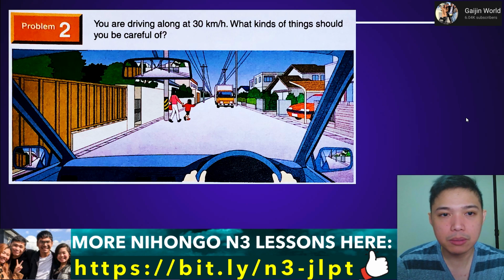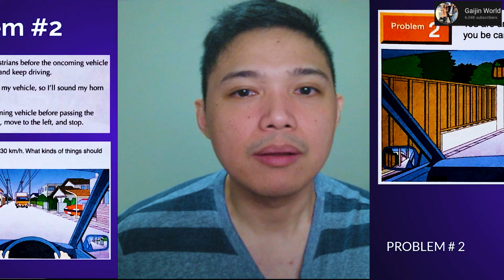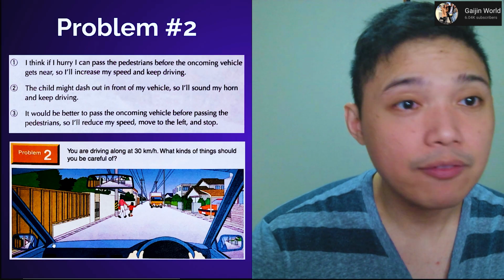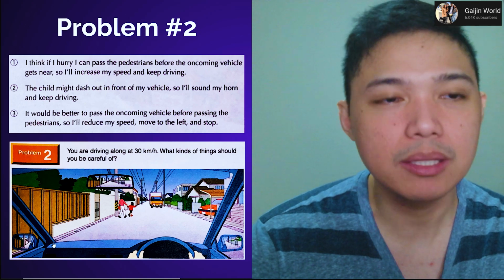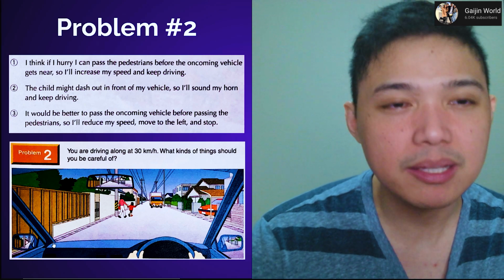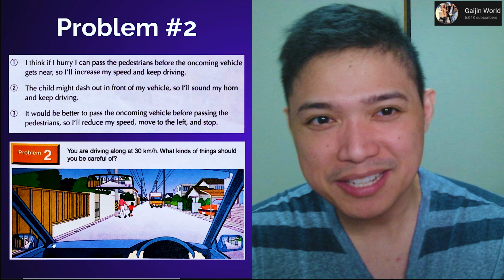We don't know what their movement will be. So here's the problem. Number one, if I hurry, I can pass the pedestrians before the oncoming vehicle gets near, so I'll increase my speed and keep driving. I guess number one is obvious. I will say the answer here is false.